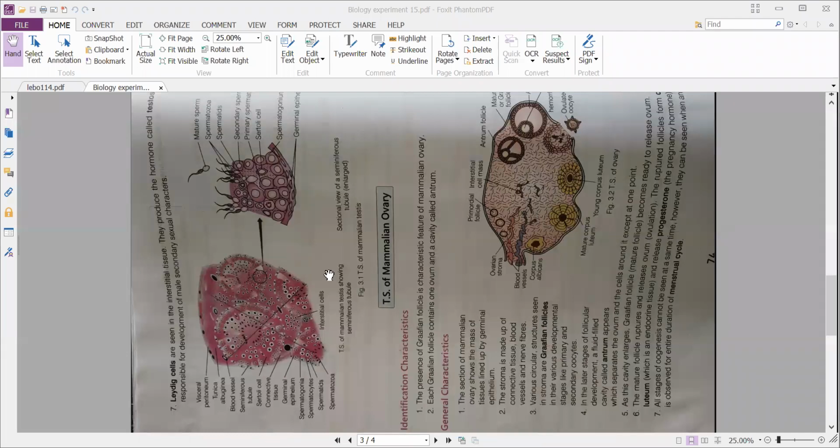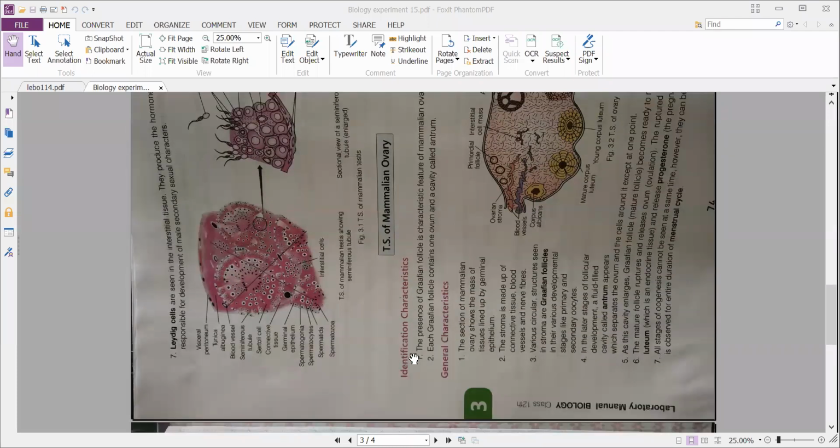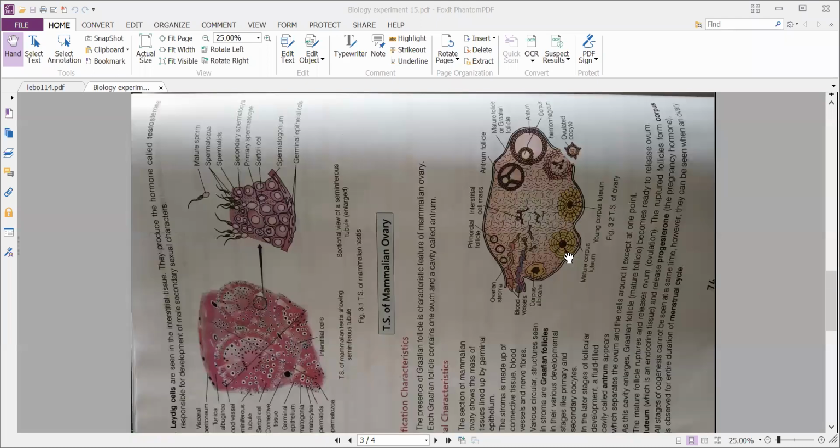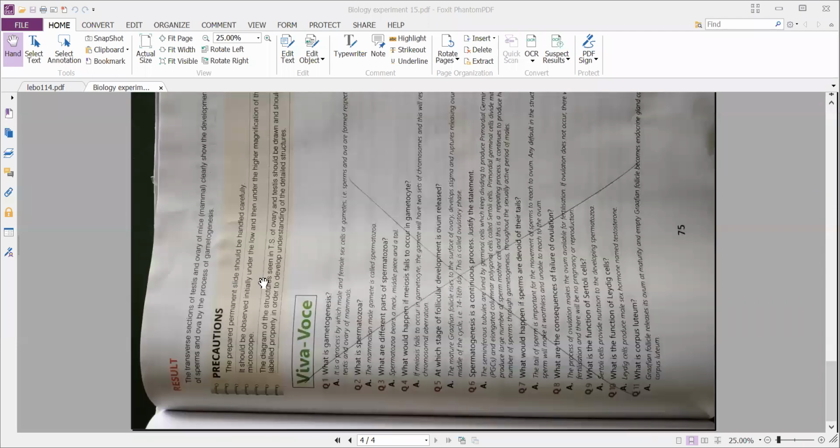right side. That is the TS of testis, and the next one is the TS of mammalian ovary. In this also, identification characteristics and general characteristics you have to write on the right side, whereas the diagram of TS of ovary you have to draw on the left side. So after this you can go with the result and the precautions. Result and the precautions should be written on the right side.